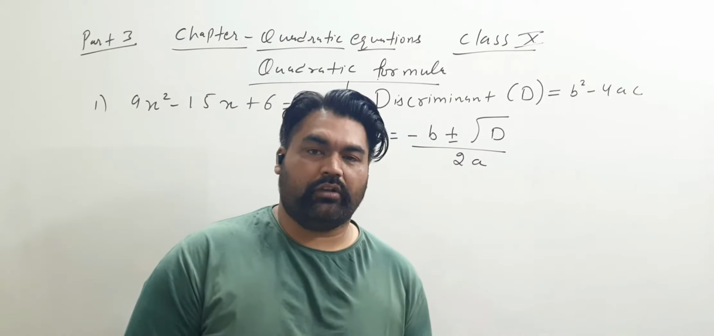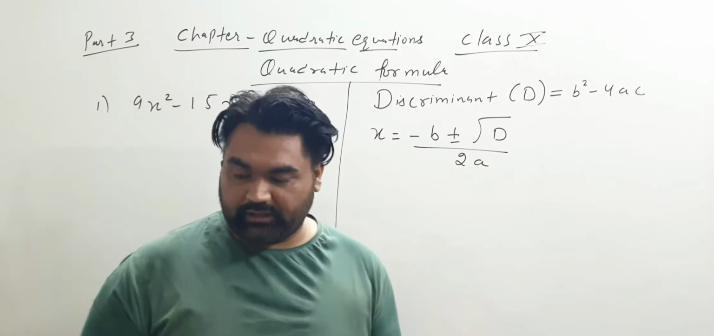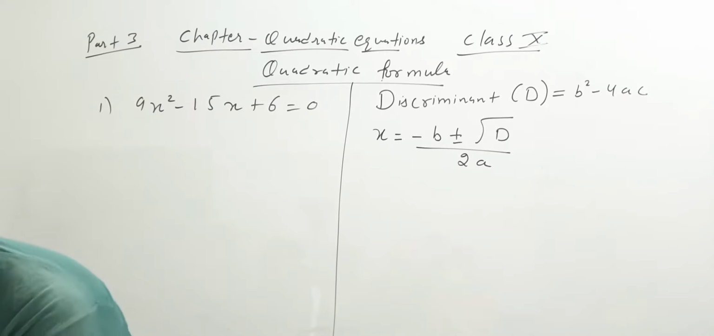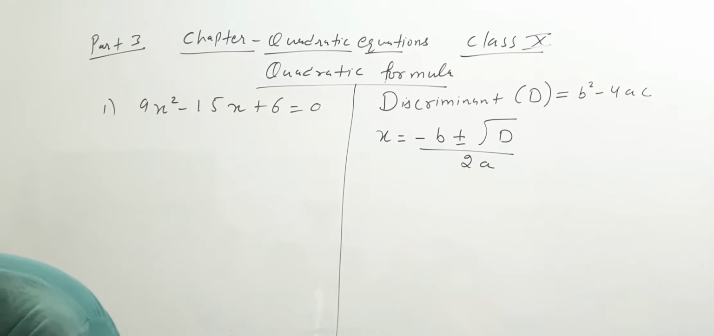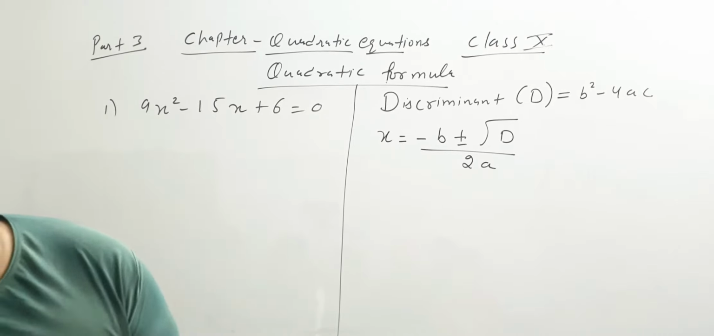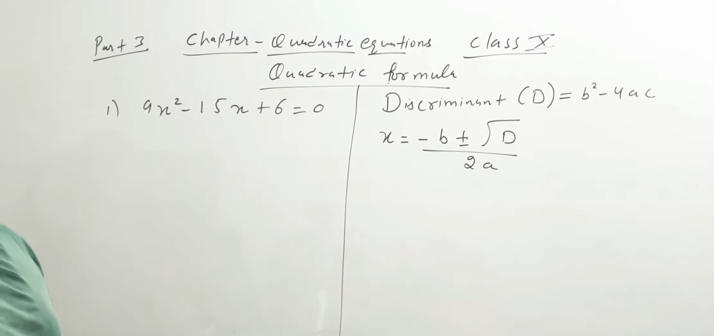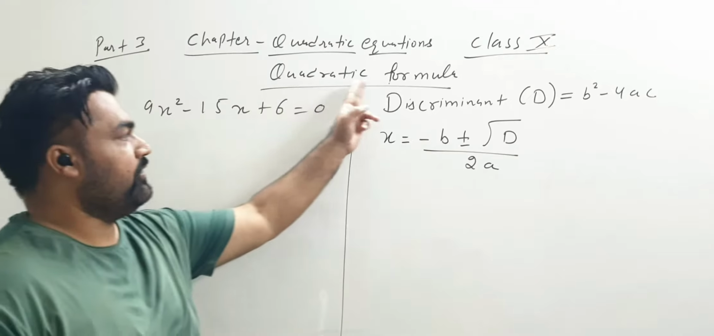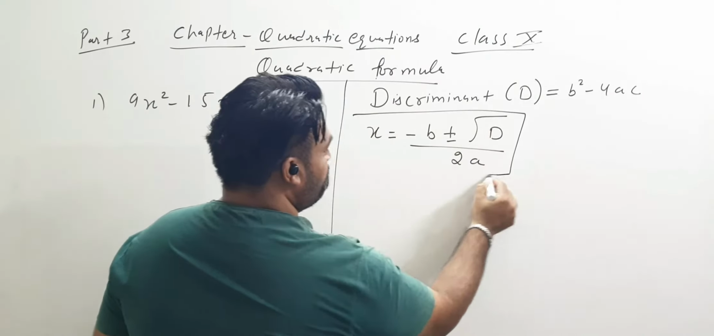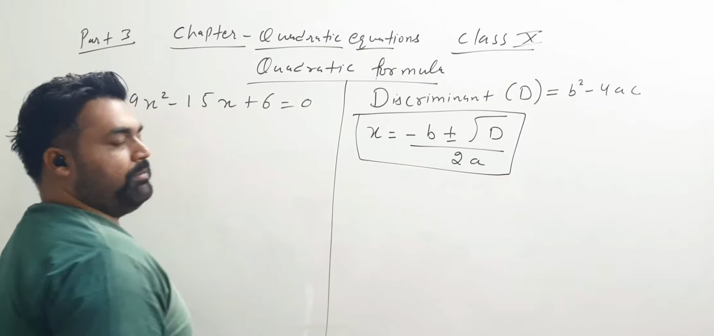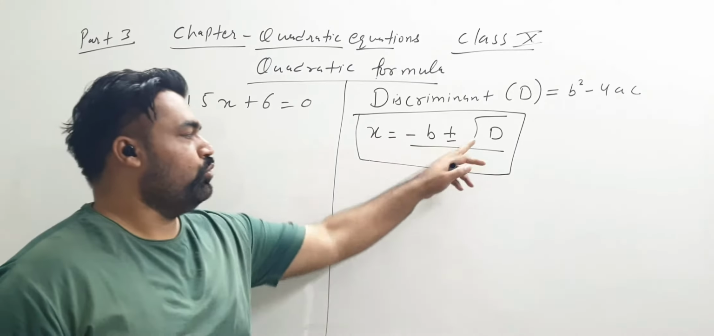Good morning, students. Today we will start with the new exercise of quadratic equation. The new exercise is 4.3, and today the concept we discussed is the quadratic formula. The quadratic formula is x equals minus b plus minus root d upon 2a.